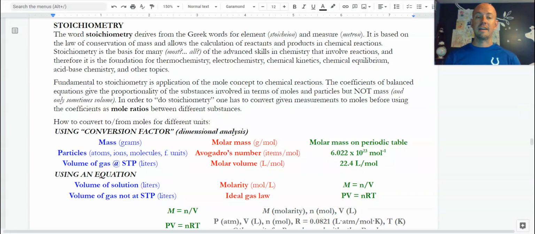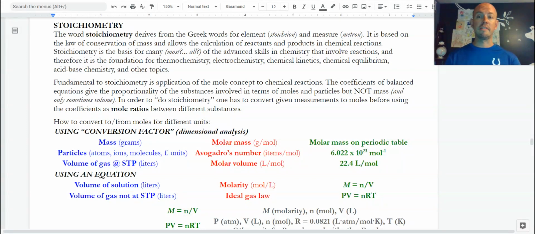Stoichiometry is a lot of what people define as chemistry. Almost all of Chem 2, whether we took honors or regular or took it at another school, is focused on calculations related to the moles and reactions, putting those things together. The word stoichiometry has to do with elements and measuring them.